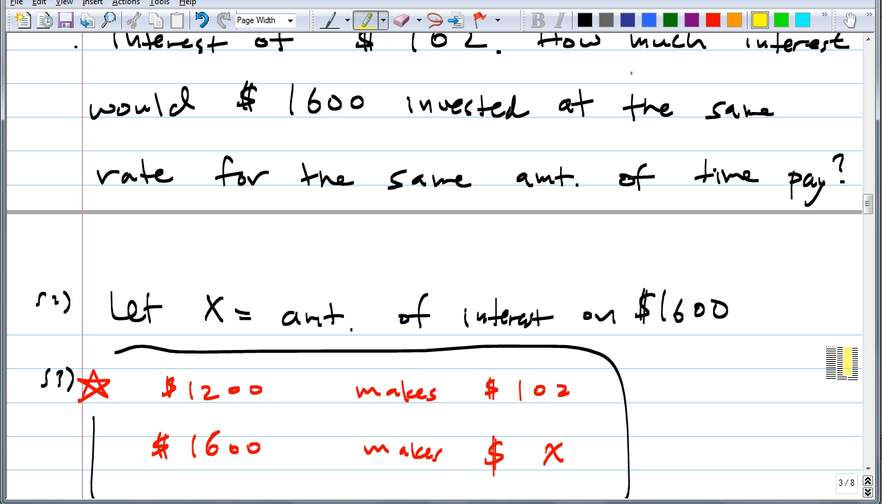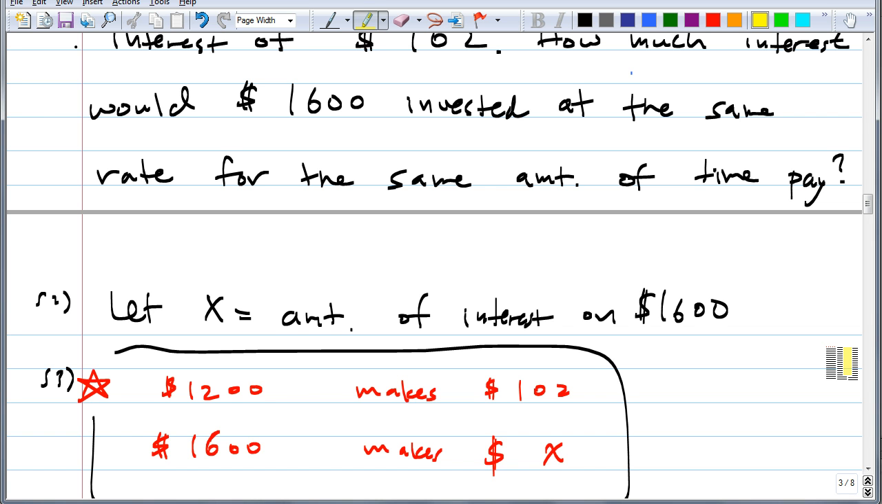Because that's what we're going to get. What sort of proportion would you get here? Aaron, what do you think? 1,200 over 102 equals X over 1,600. Because you said 1,200 over 102 equals to X over 1,600, exactly. That's important, isn't that right?